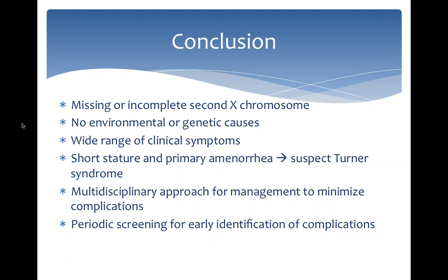They also can present with short stature and primary amenorrhea, and if you remember, these two were the red flags. So you definitely want to suspect Turner syndrome in a patient who presents with short stature and primary amenorrhea. Turner syndrome does have a multidisciplinary approach for management to minimize complications. And you also want to do periodic screenings for early identification of complications.